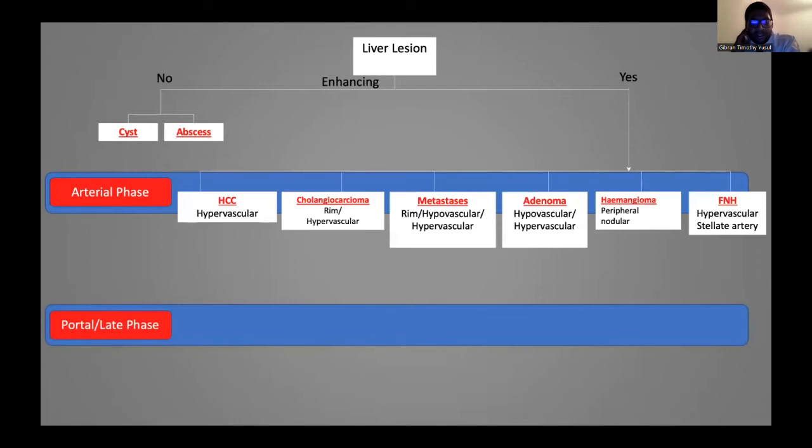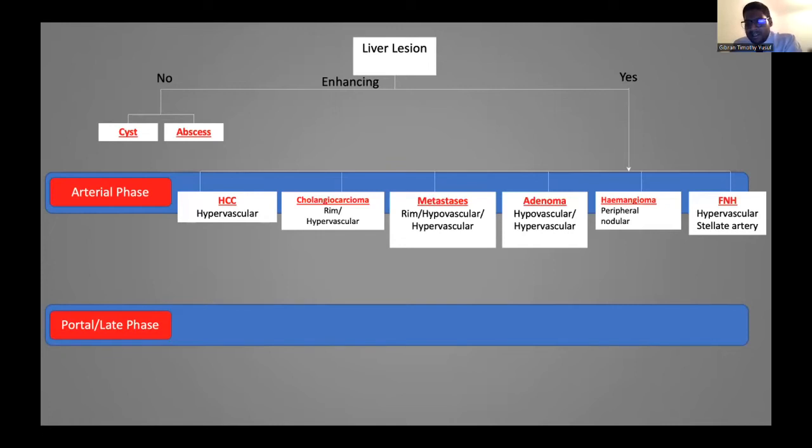If it's in the arterial phase, and this is where looking at the videos comes in handy, you have a chance to review that. You look at the type of vascularity it has. Is it hypervascular? Is it hypovascular? Does it have a very characteristic peripheral nodular enhancement? Does it have a central filling artery?